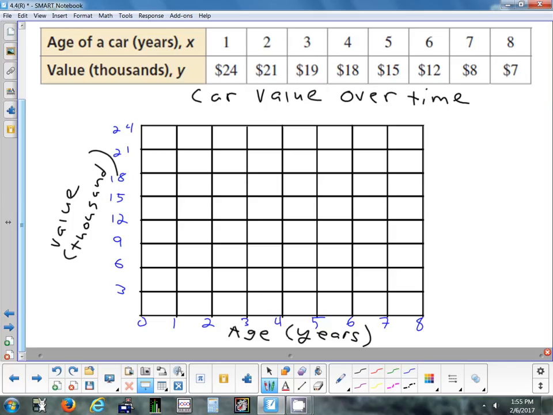Okay, so now, take a few minutes and see if you can put down these 8 values as points. So find where the year is 1, and then find where the value is 24, and put a dot right there. Okay, so take a couple minutes and do that for all 8 points. And then we'll rock around and see if you guys see a pattern.